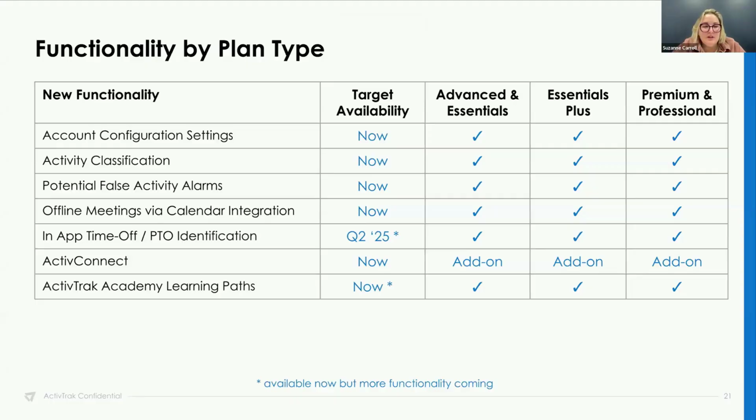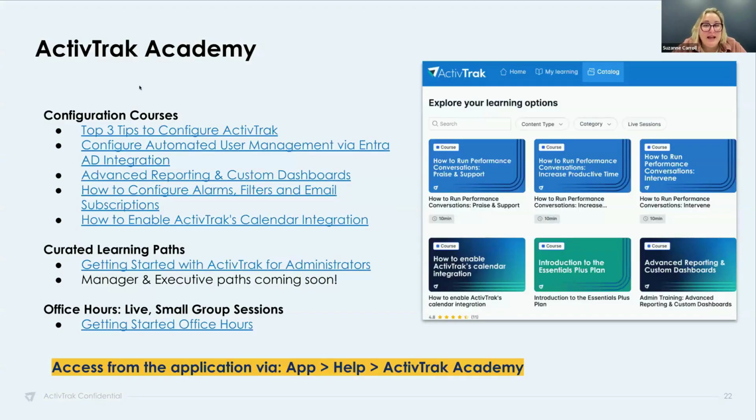Yes, so if you could click to the next tab of the Academy. You might have noticed in the app on all report pages, you'll see something that says ActivTrak Academy. You can click on there, or when you're in the app, go to Help and then ActivTrak Academy and get access to this.